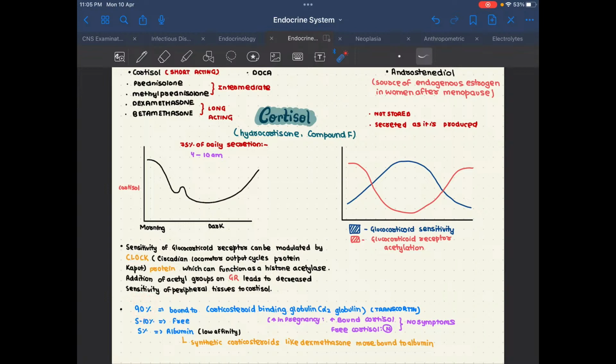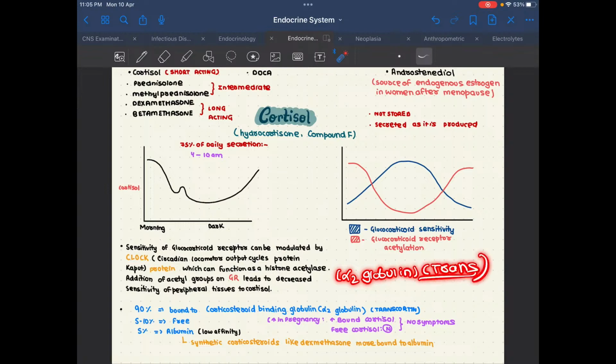90% of this cortisol, or any lipid or steroid hormone, is always bound to a protein. Any thyroid hormone is always bound to a protein, whereas these polypeptides and proteins जो हैं, they are mainly free. They are not bound to any protein. ठीक है? So 90% of it is bound to something known as corticosteroid binding globulin. It's an alpha 2 globulin. It's also known as transcortin.